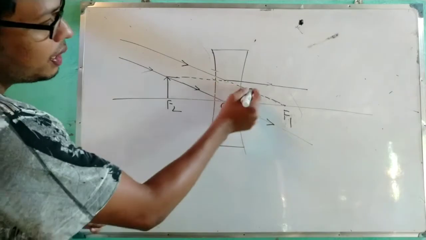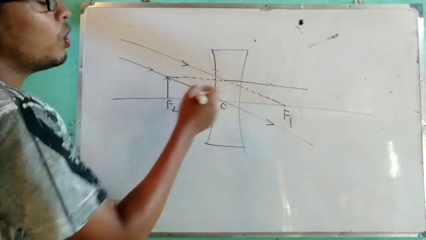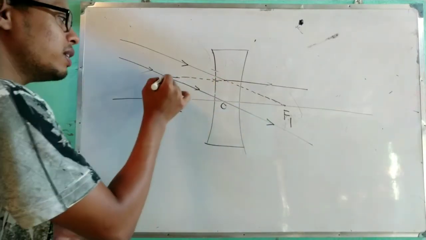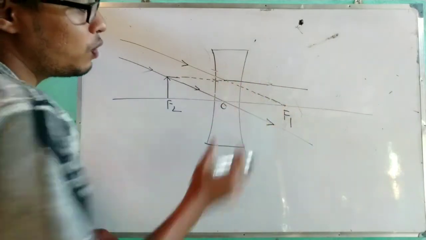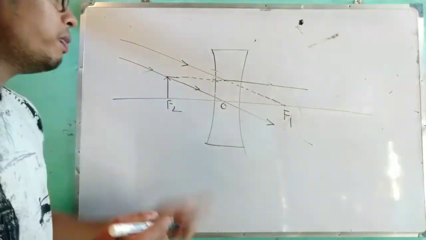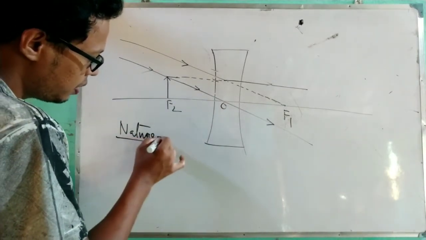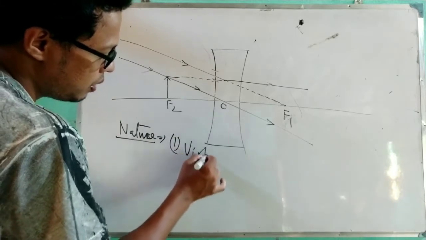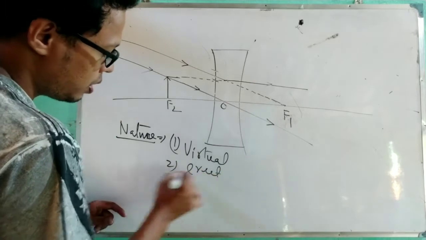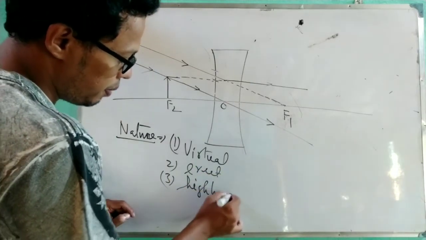So see, these are diverging rays, they never meet. So after refraction, or after extending the rays, they are meeting at this point. So here the image will form. But as they are actually not meeting, we can say they cannot form a real image. So the image will be virtual. And what will be the nature? First, the nature will be virtual. Number 2 will be erect. Number 3 will be highly diminished.